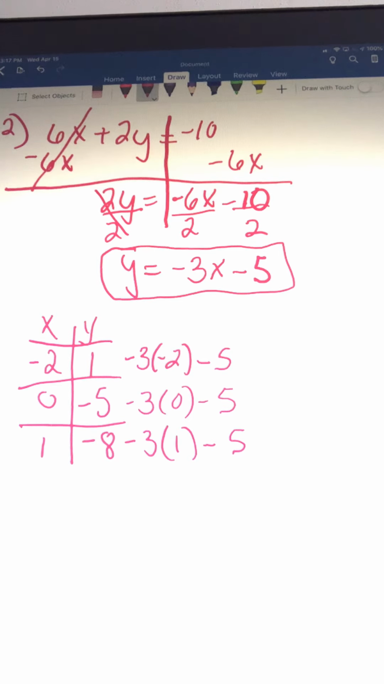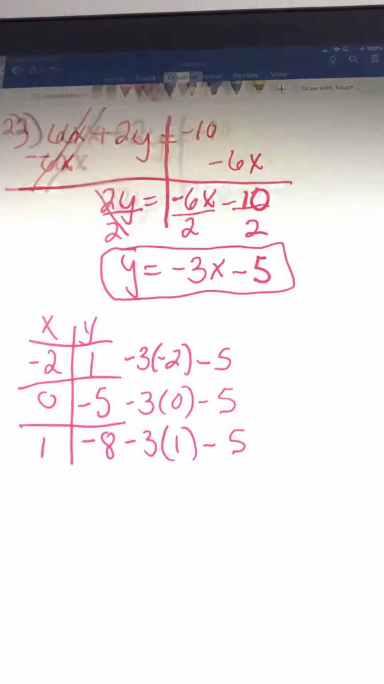Okay, so my function table has x is negative 2, y is 1, x is 0, y is negative 5, x is 1, y is negative 8. And you're finished. All right, moving on to the next example. Let's do number 3.